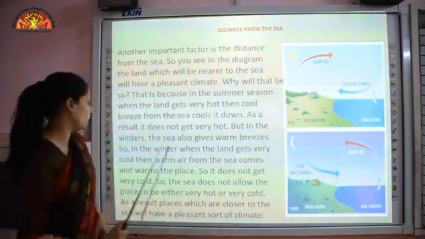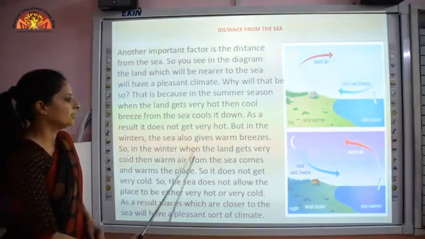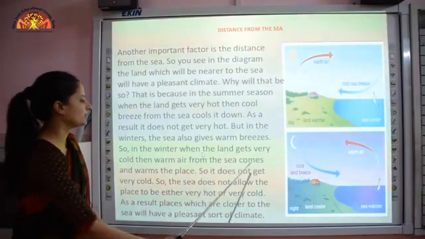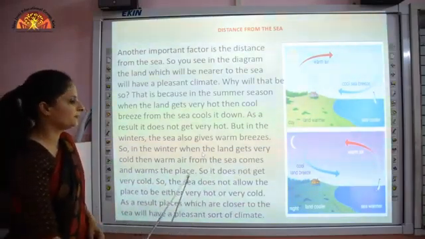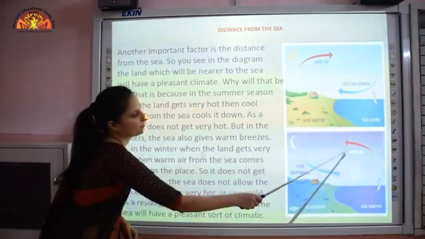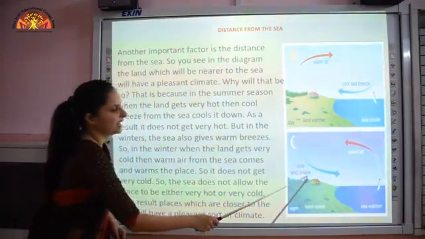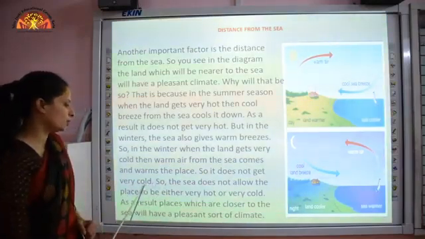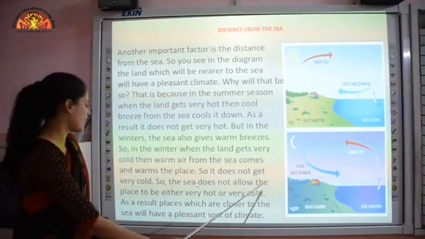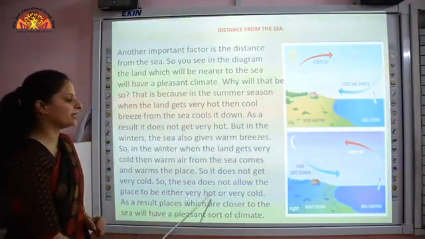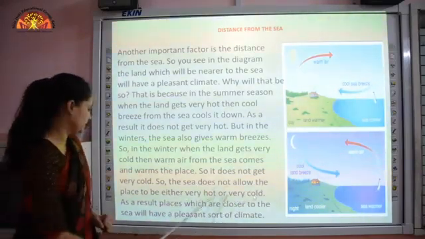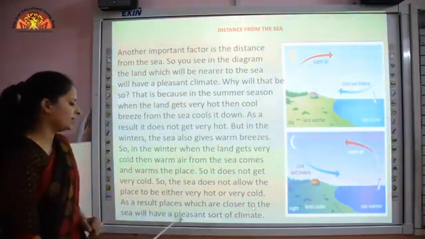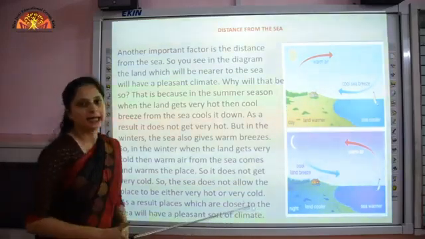Look at this diagram now. So, in the winter, when the land gets very cold, then warm air from the sea comes and warms the place. See this diagram, the warm air from the sea comes to the land and warms the place. So, it does not get very cold. So, the sea does not allow the place to be either very hot or very cold. As a result, places which are closer to the sea will have a pleasant sort of climate.